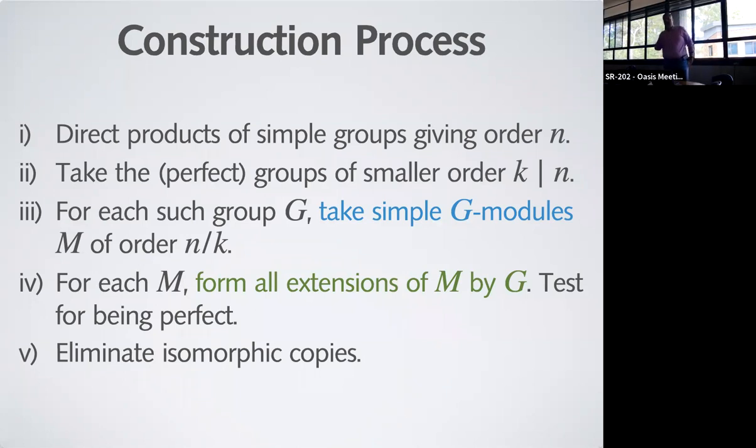And then for every module, I form all extensions. I test whether they are perfect. Well, and there is no guarantee that every isomorphism type will be only constructed once. I might have constructed the same isomorphism type multiple times, so I need to eliminate isomorphic copies.